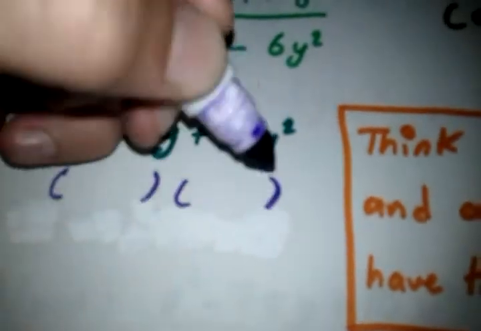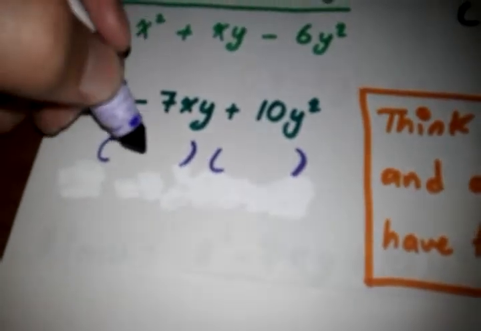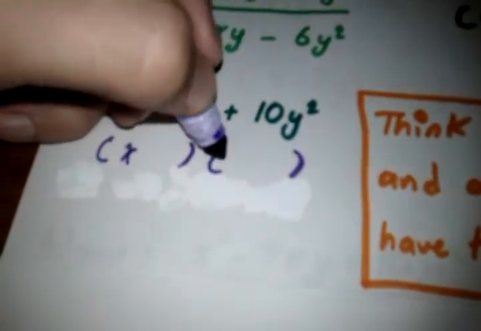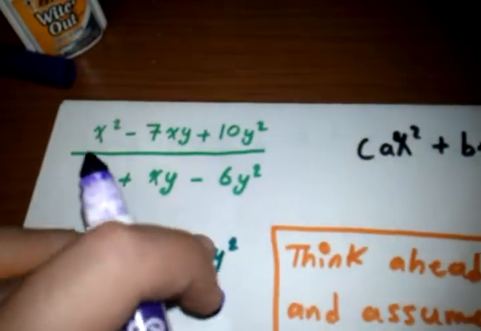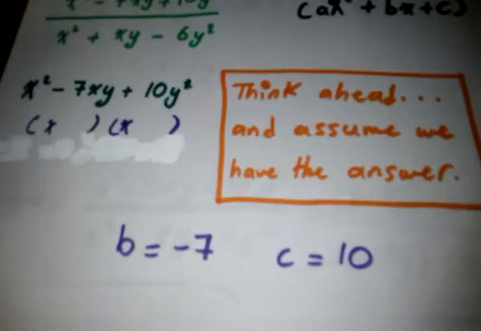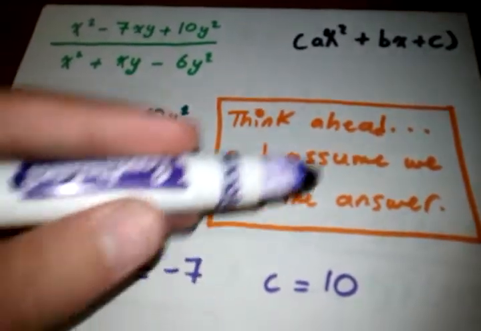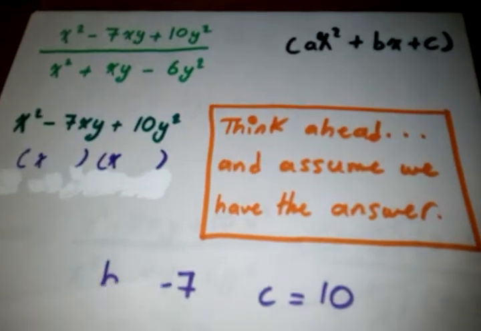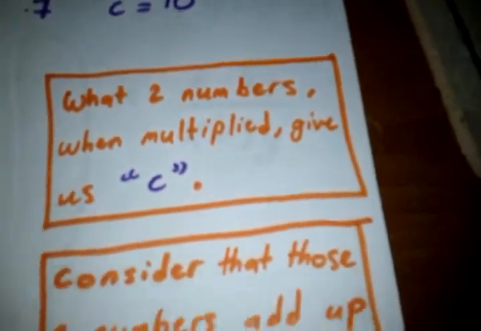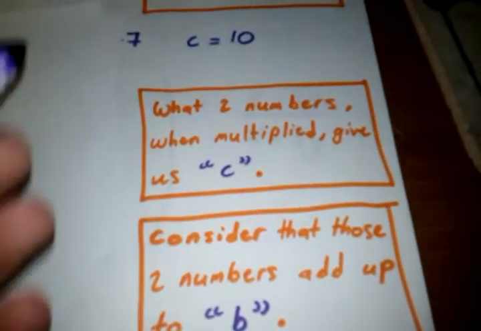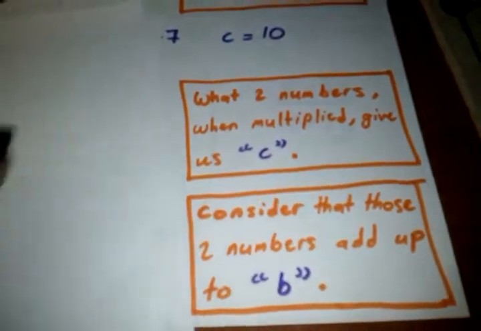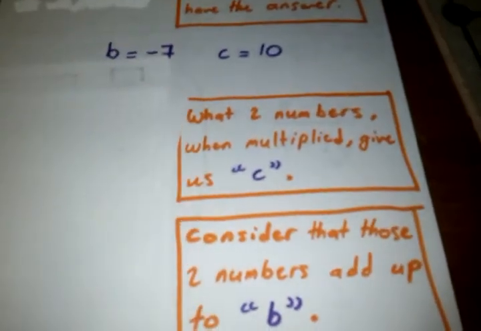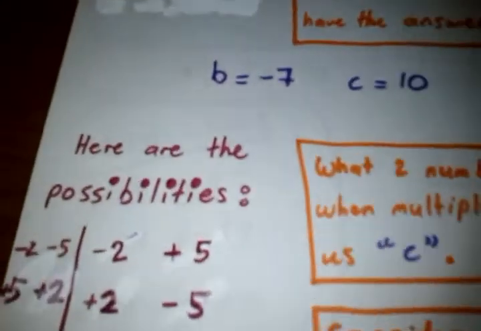We start off with the two brackets, and then x squared. So we're basically multiplying an x in this bracket and an x in that bracket. Now, referring to the formula, we have b as negative 7 and c as 10. What we have to ask ourselves is, what two numbers when multiplied will give us 10, and at the same time when added will give us negative 7? So here are your possibilities.